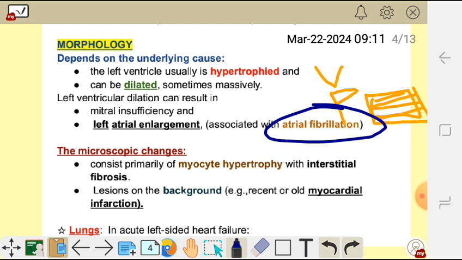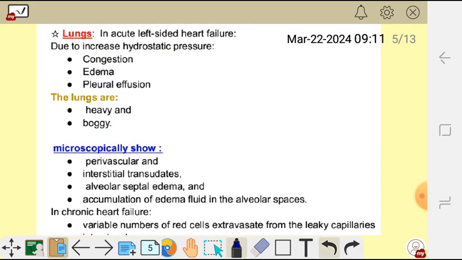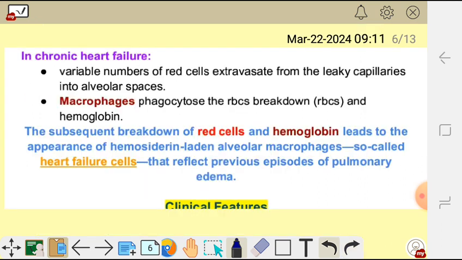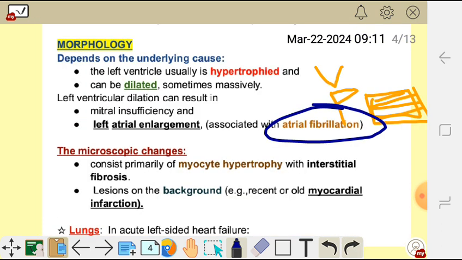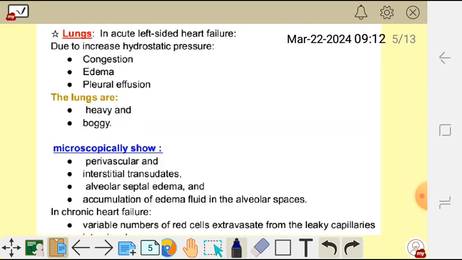We also have morphologic features which are seen in the lungs as a result of left-sided heart failure. In the lungs, we are going to have congestion, edema, and pleural effusion. Why? Because of increased hydrostatic pressure. Due to increased hydrostatic pressure, we are going to have congestion there.